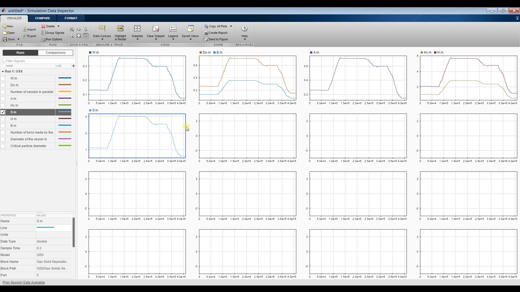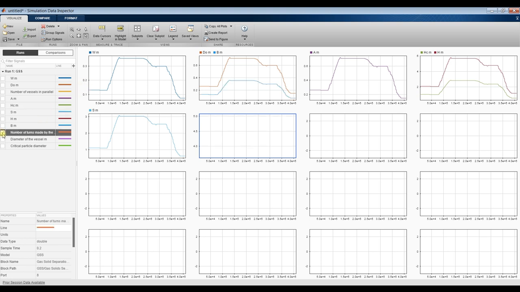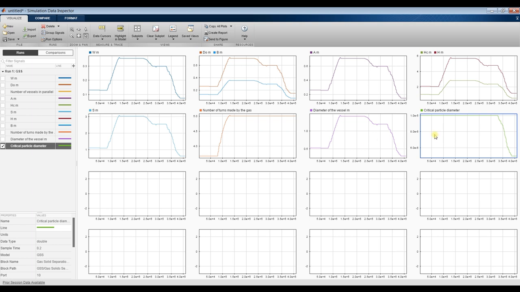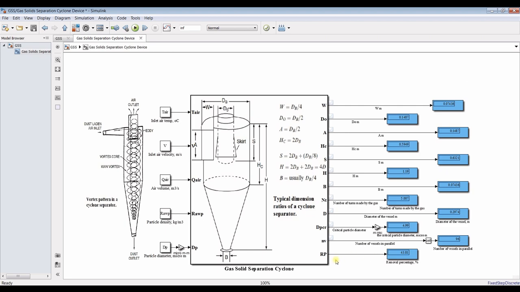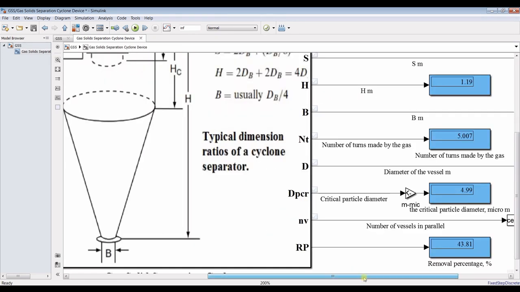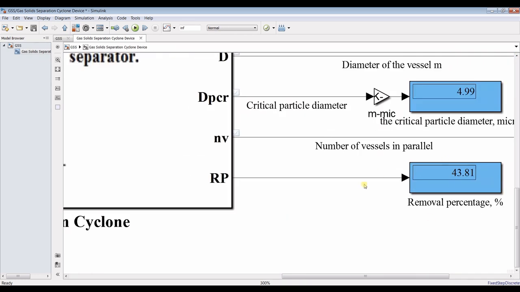Okay, let's go for number of turns inside, and diameter of the vessel itself. Okay, critical particle diameter. This is critical diameter of the particle. Okay, number of vessels in parallel. Okay, this is number of vessels decreasing and increasing accordingly. Okay, this is percentages. Okay, you have to go here in order to see your removal percentages.